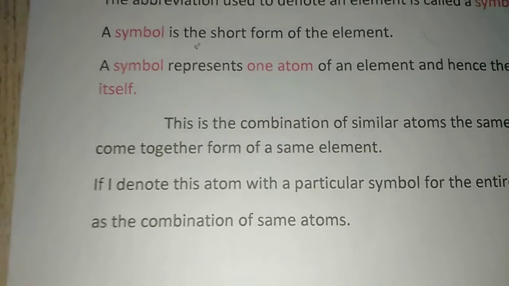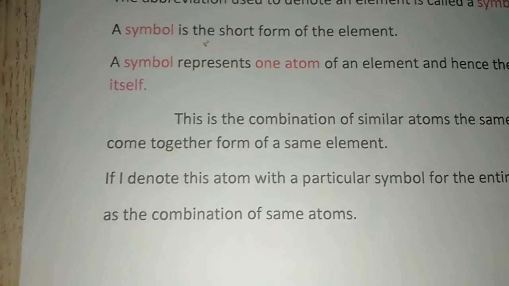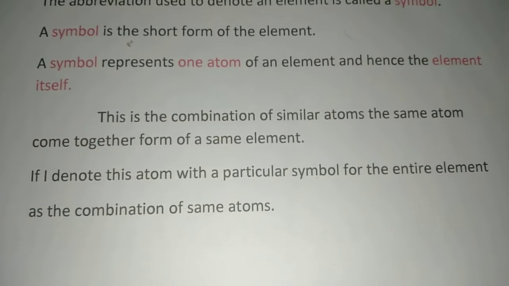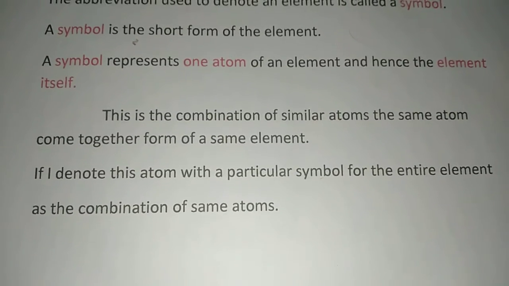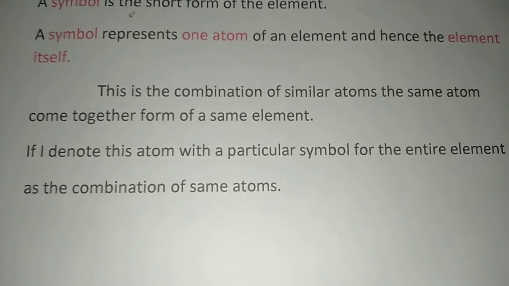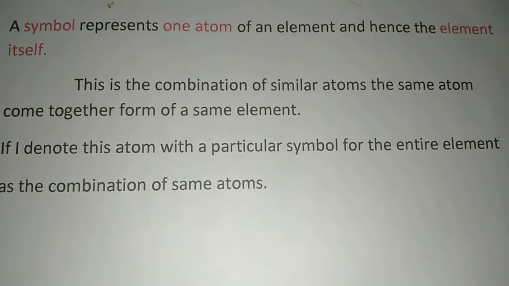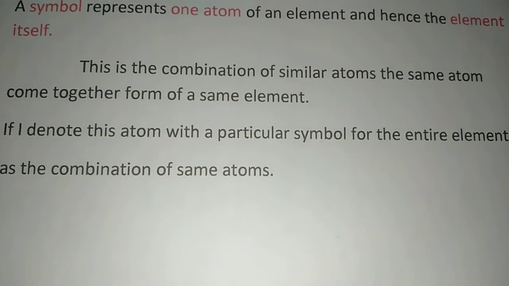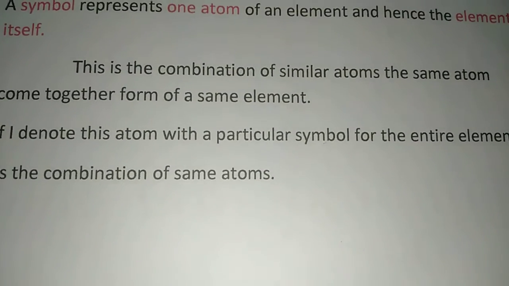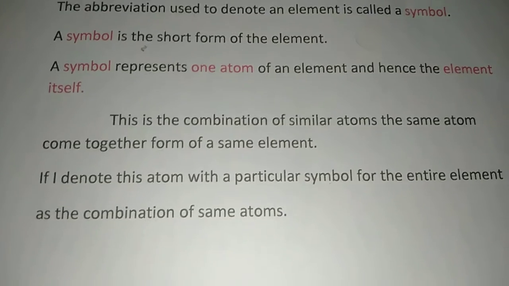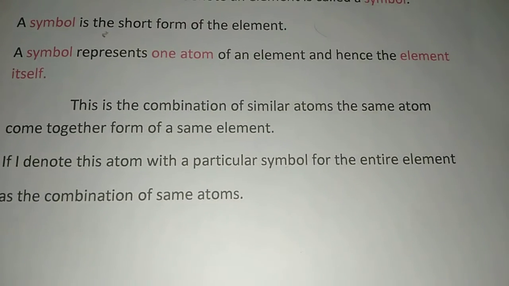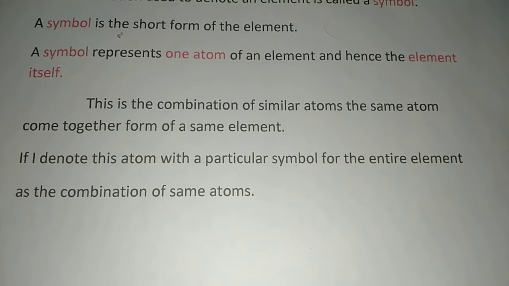A symbol is the short form of the element. A symbol represents one atom of an element and hence the element itself. This is a combination of similar atoms. The same atoms come together to form an element.